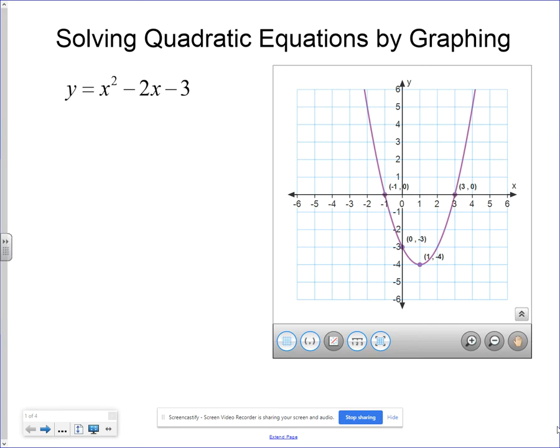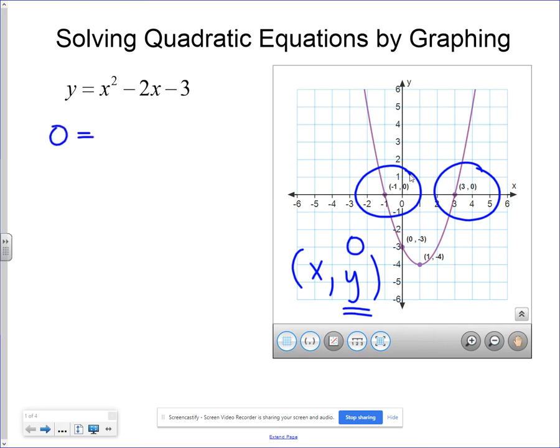Okay, I'm going to look at the x-intercepts. So the x-intercepts are (-1, 0) and (3, 0). Remember, when you write a point, it's always in the form x comma y. So my x values are -1 and 3. Notice the y value on both of these points is 0. So let's substitute 0 into this equation for y. So we get 0 equals x squared minus 2x minus 3.